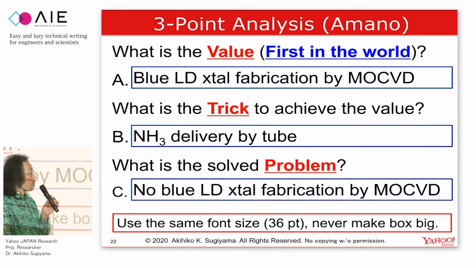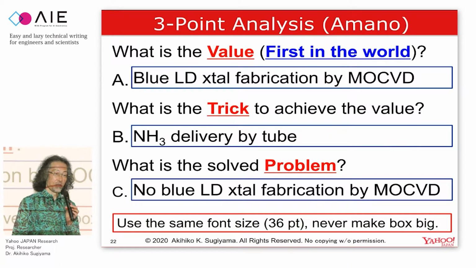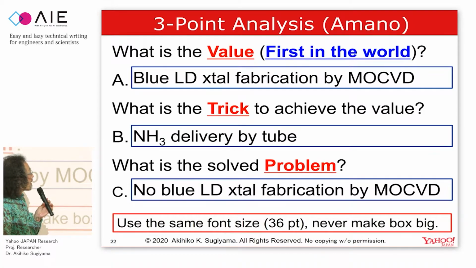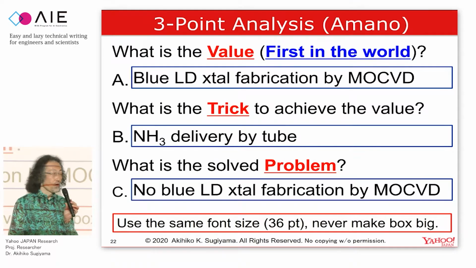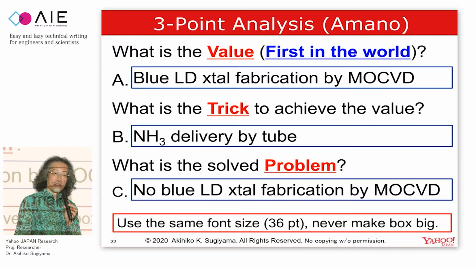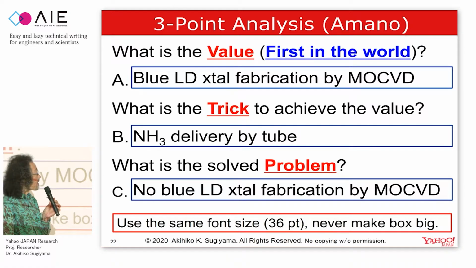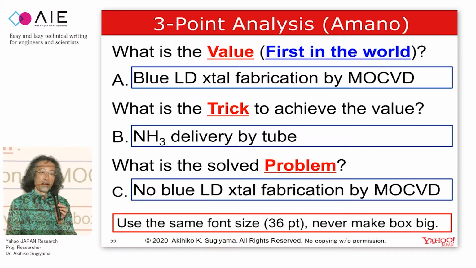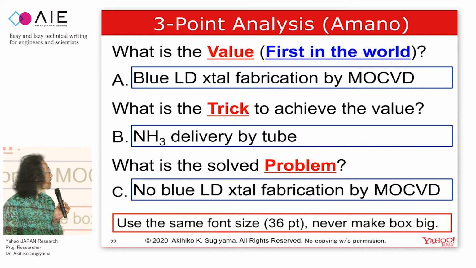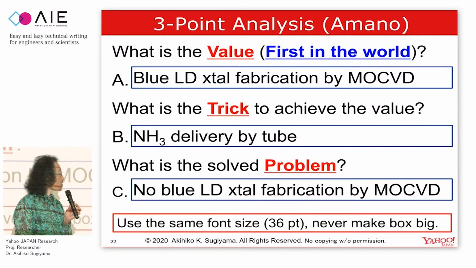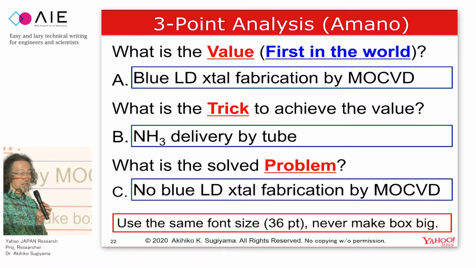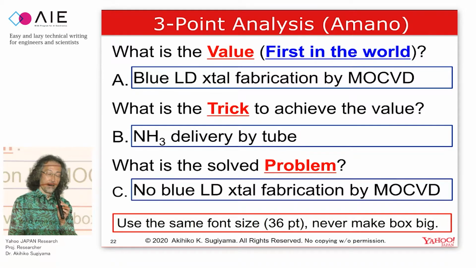Now, let's perform three-point analysis. What is the value? What is the first in the world in this case? The work by Professor Amano, not by Professor Nakamura. Blue laser diode crystal fabrication by MOCVD, or high-quality crystal, you may say. That is the value. That is what he made possible. And what is the trick? It's clear. He introduced a delivery tube so that the reactant gas will not scatter. The reactant gas is sent to the vicinity of the substrate surface.